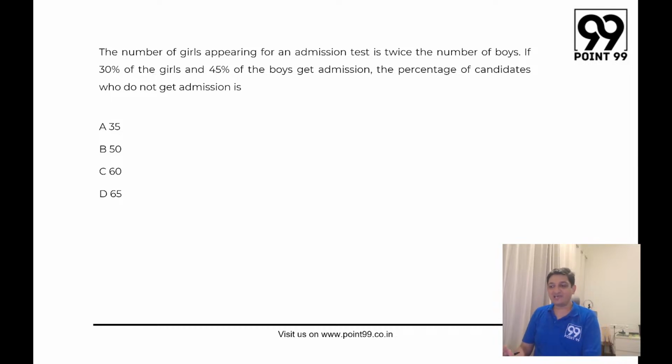Question 9, surprisingly, a lot of people got. Well, I was very surprised at this, but somewhere I think things got messed up a bit. Okay. So let's see what exactly we can do here. Now, the number of girls appearing for an admission test is twice the number of boys. If 30% of the girls and 40% of the boys get admission, then the percentage of candidates who do not get admission is. Okay. So in this case, let's say the number of girls is 200. So here you can assume the number of girls is 200.